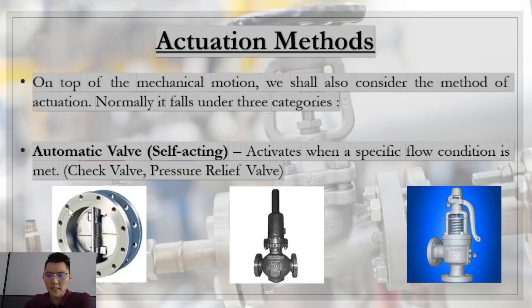On the left-hand side, this check valve is a dual plate check valve, so it works on a rotary motion. You can see there's a spring located in here. It only allows one-way flow. When there's a backflow coming from the downstream, it exerts force onto the spring, and it will close the flow passage.